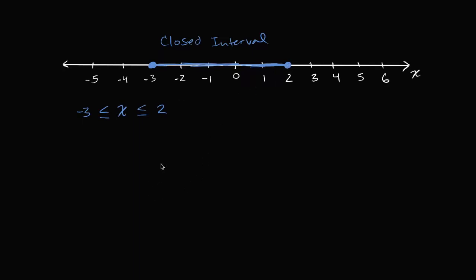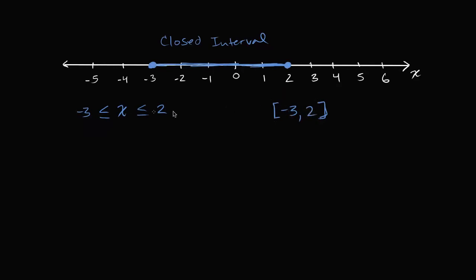Now another way that we could depict this closed interval is we could say, okay, we're talking about the interval between, and we could use brackets because it's a closed interval, -3 and 2. And once again, I'm using brackets here. These brackets tell us that we include, so this bracket on the left says that we include -3, and this bracket on the right says that we include 2 in our interval.